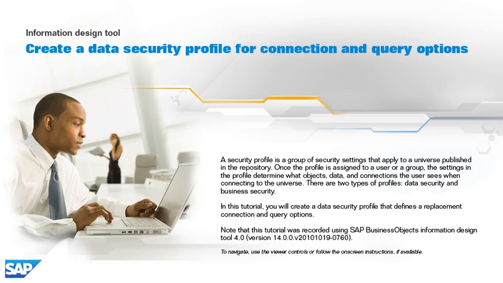A security profile is a group of security settings that apply to a universe published in the repository. Once the profile is assigned to a user or a group, the settings in the profile determine what objects, data, and connections the user sees when connecting to the universe. There are two types of profiles: data security and business security. In this tutorial, you will create a data security profile that defines a replacement connection and query options.